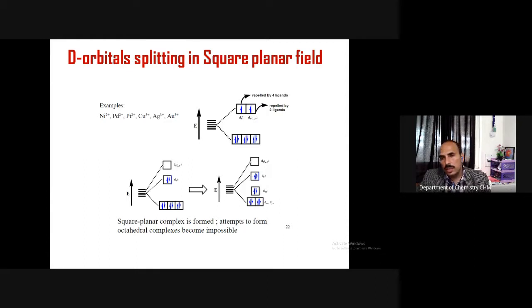Okay, so the resulting splitting of the orbitals will look like this: the dxz and dyz will be stabilized maximum, then dxy, then dz square, then dx square minus y square. All right, this is how you can explain that a square planar geometry is formed as per the crystal field theory.